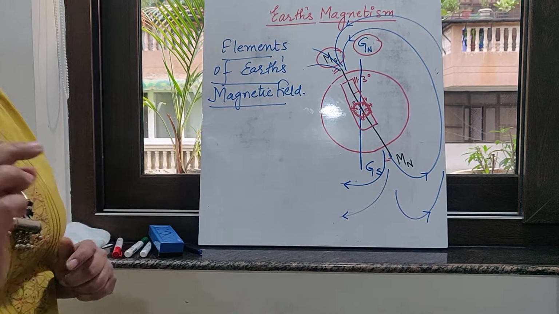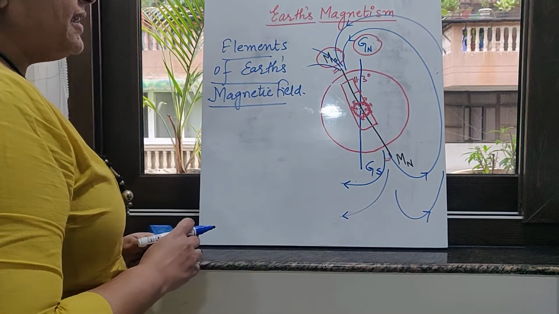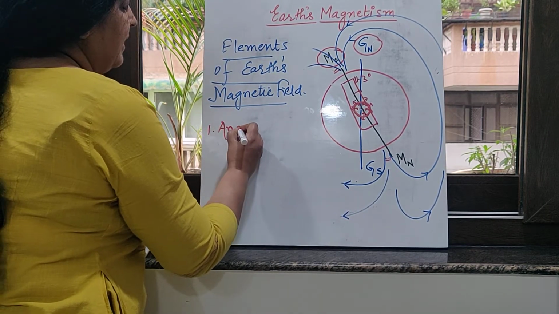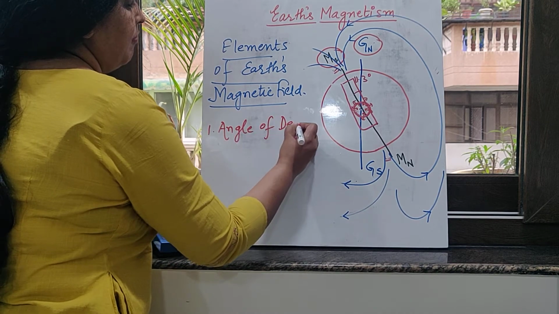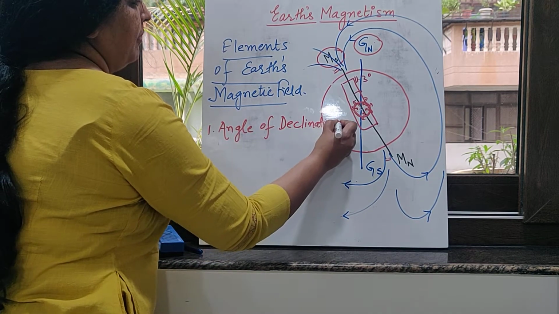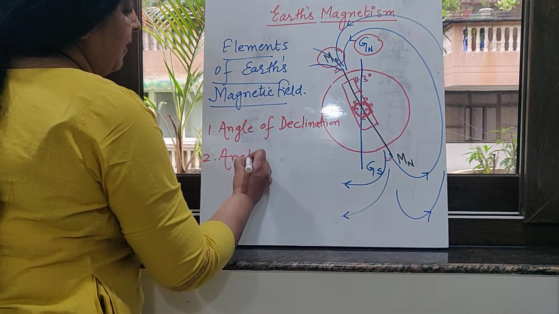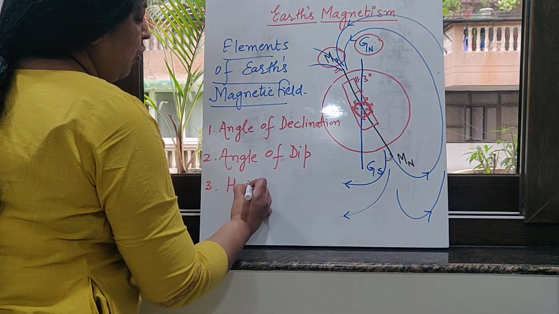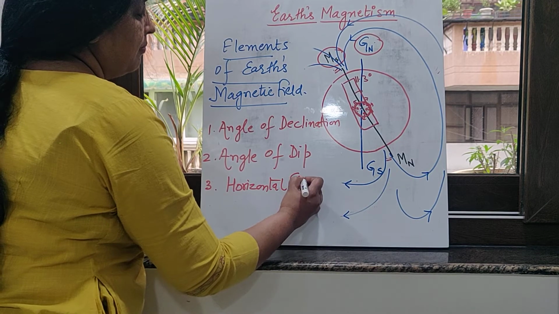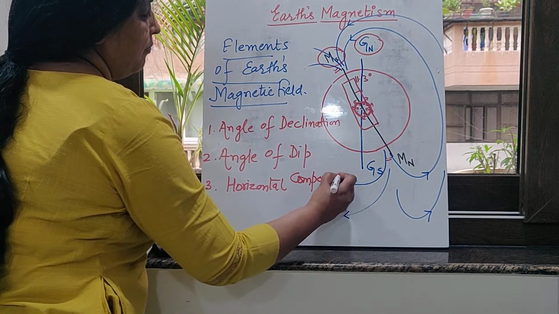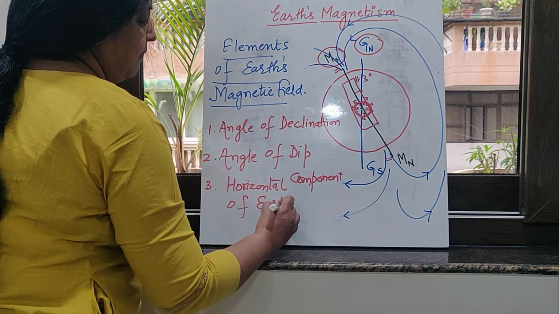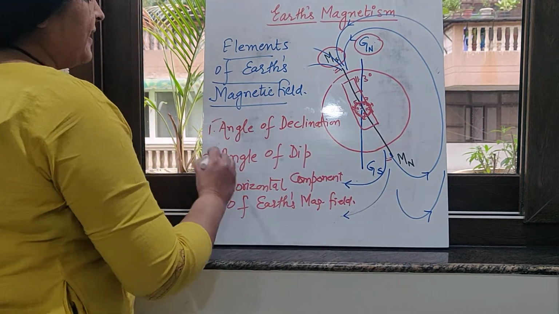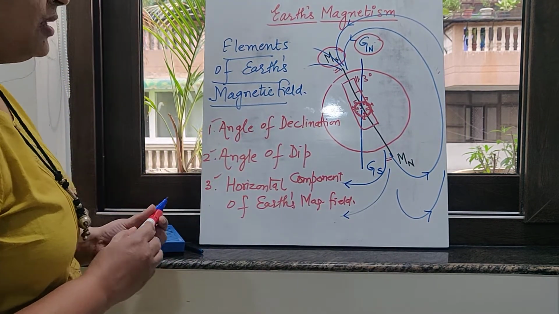Now, there are three elements which help us in finding out the magnetic field of the Earth, and one of them is known as angle of declination. The other is known as angle of dip. And the third one is known as horizontal component of the Earth's magnetic field. So if we know these three components, we can find out how much is the Earth's magnetic field at a particular point.